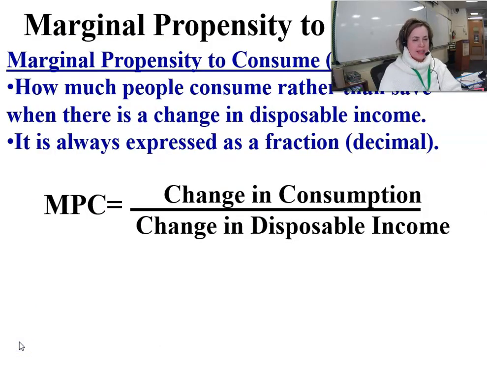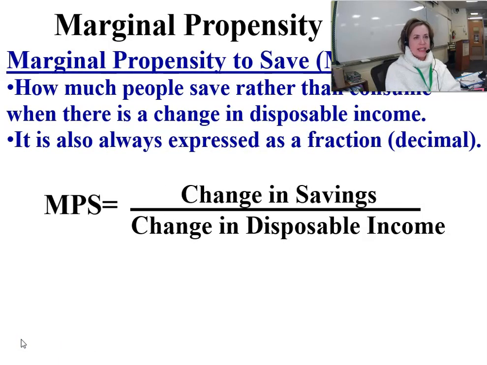The marginal propensity to consume calculates how much people consume rather than save when they have a change in their disposable income. It's always expressed as a fraction, and it's calculated by taking the change in consumption over the change in disposable income. The marginal propensity to save calculates how much people save rather than consume when they have a change in their disposable income. And that's calculated by taking the change in savings over the change in disposable income.